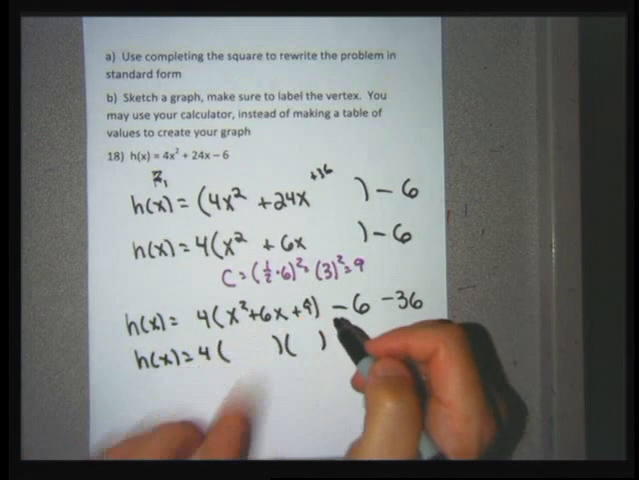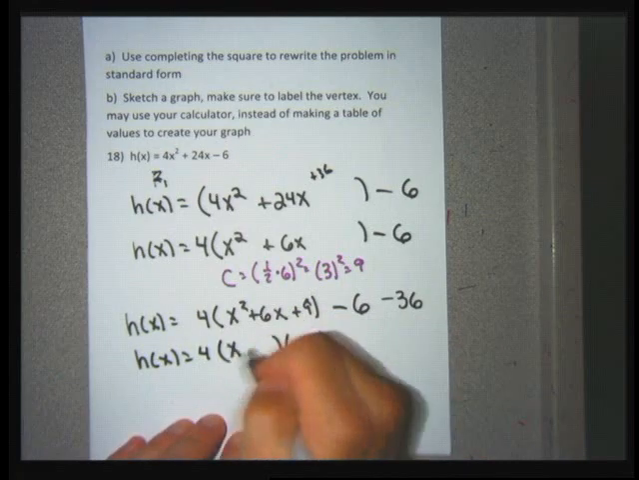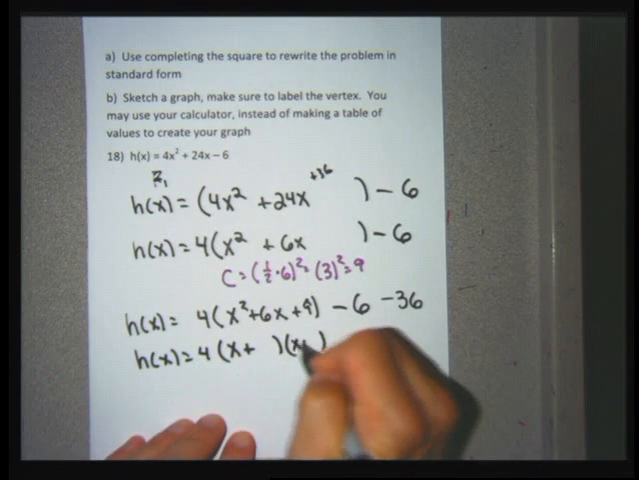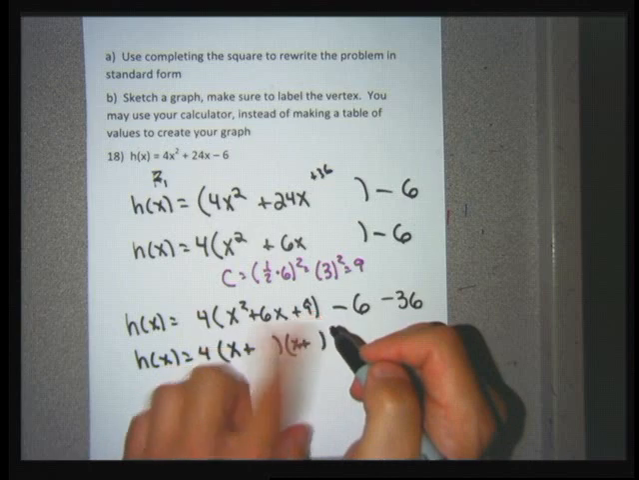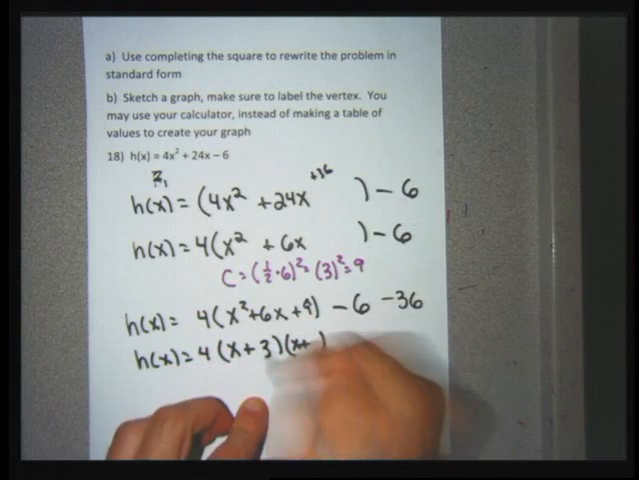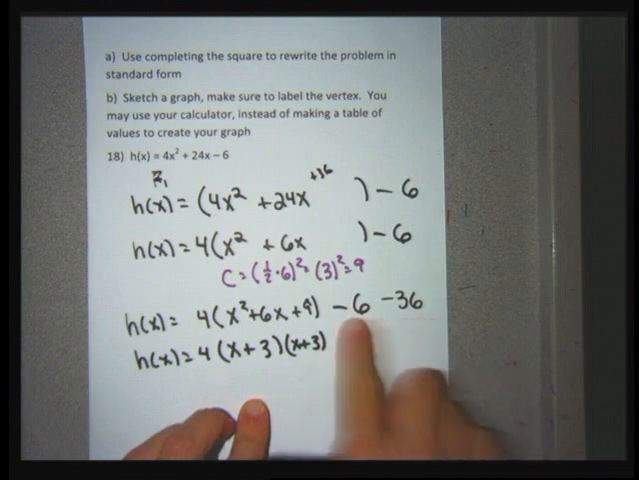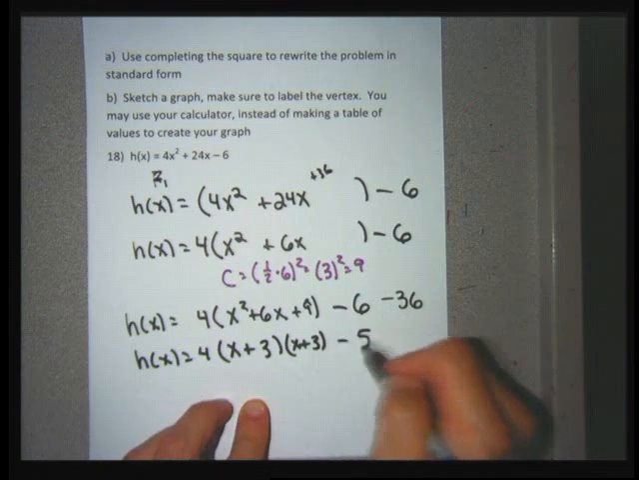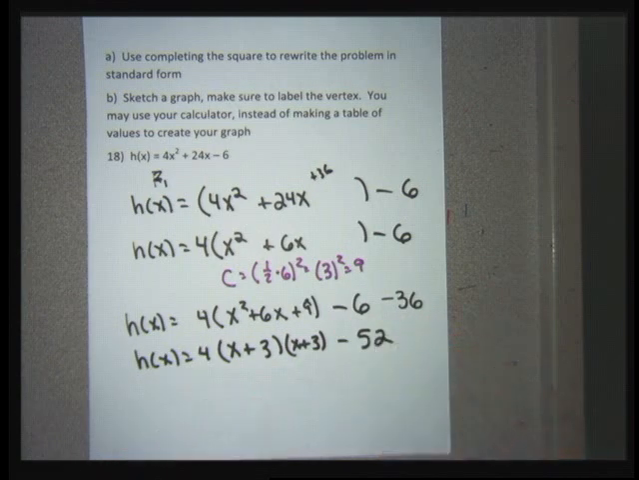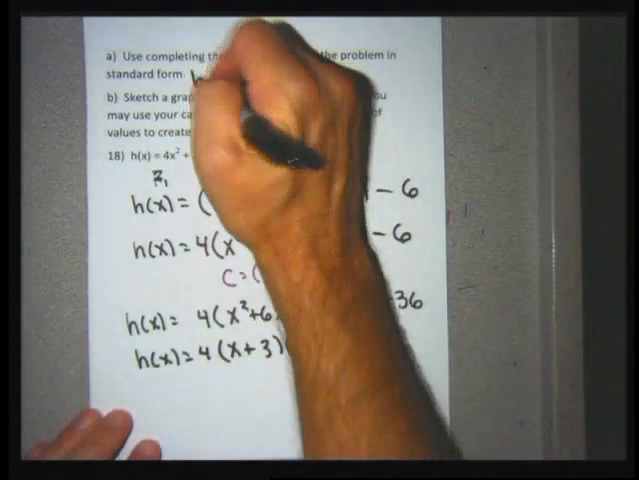X squared plus 6x plus 9, when I go to factor it, signs are a couple of pluses. My lasts need to multiply to 9 and add to 6. And 3 times 3 is 9, and 3 plus 3 is 6. The 6 and the 36 have the same signs. They're going to add to be a 42. So I'm going to rewrite this for my answer for part A.